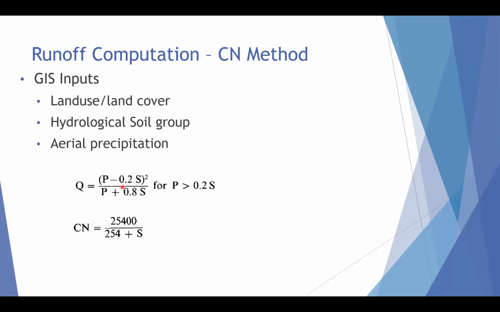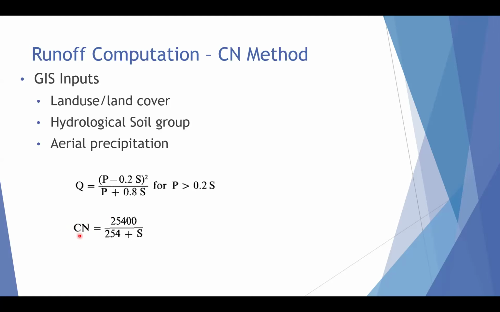The equation derivation I am not going to cover, but you can understand it: precipitation minus loss in the form of abstraction, that is initial abstraction, and infiltration, that is going to be your runoff. Here S is nothing but how much moisture your soil can retain, that is the potential soil moisture retention. How much moisture your soil can retain is basically a function of curve number.